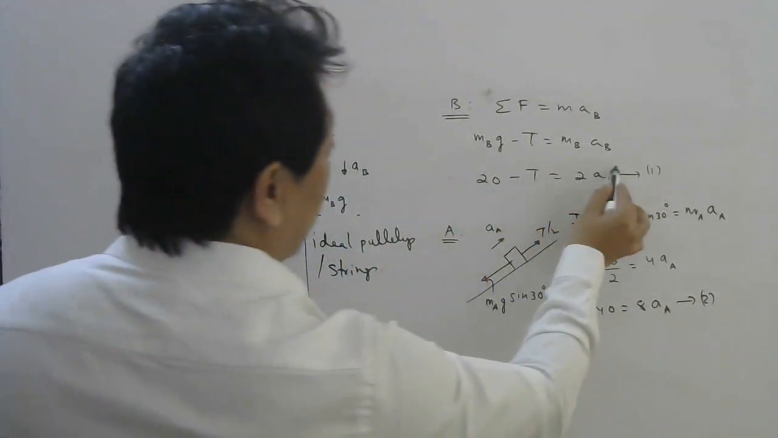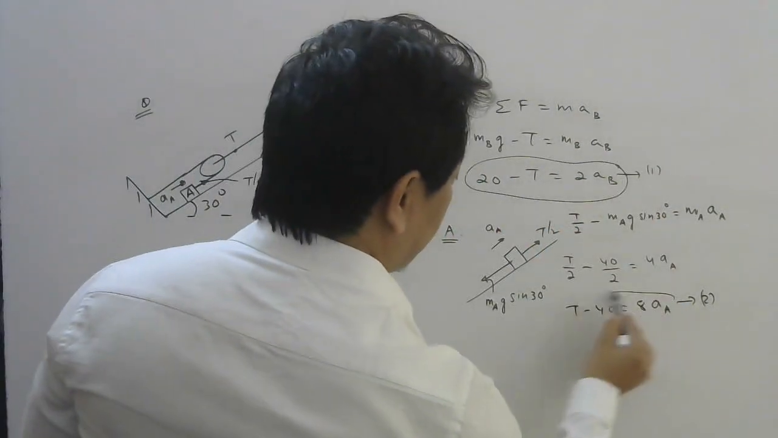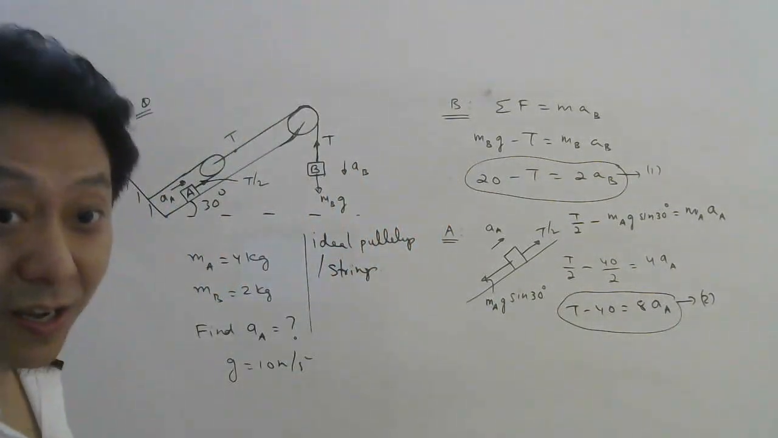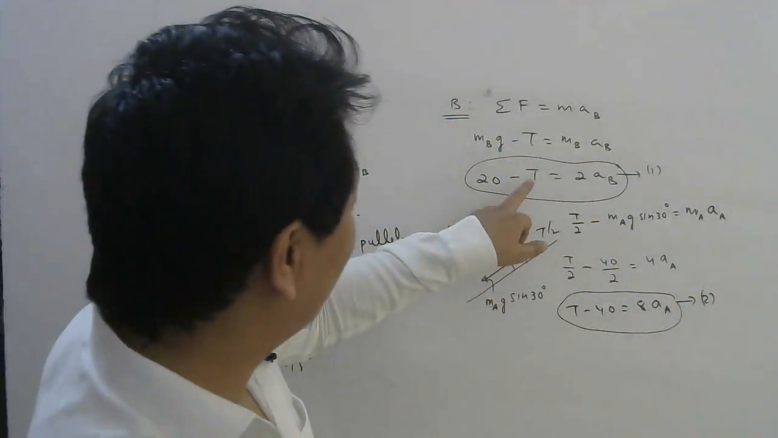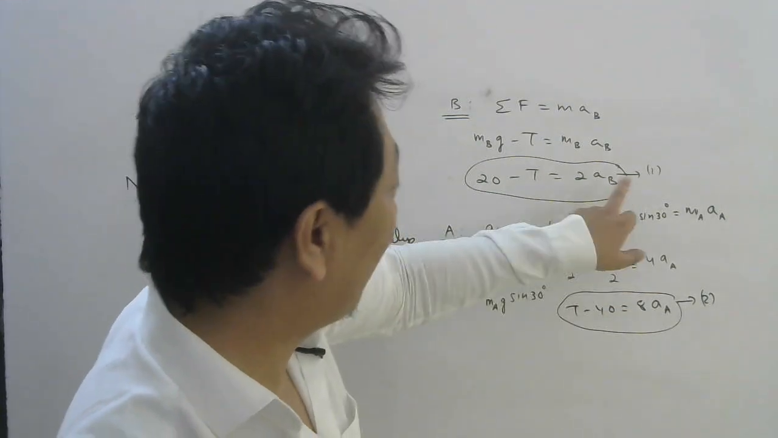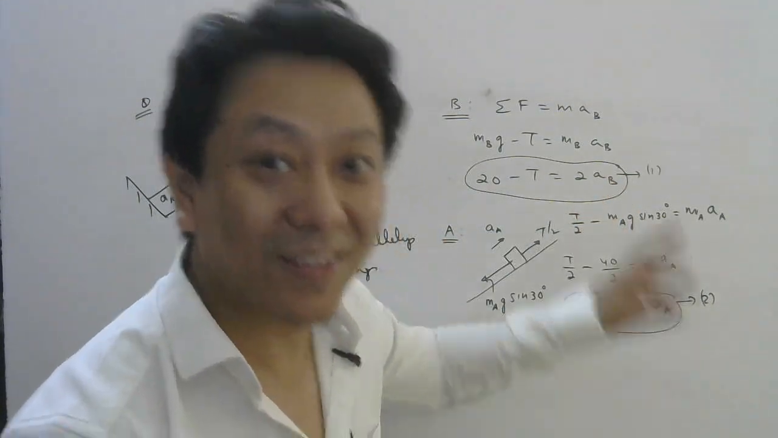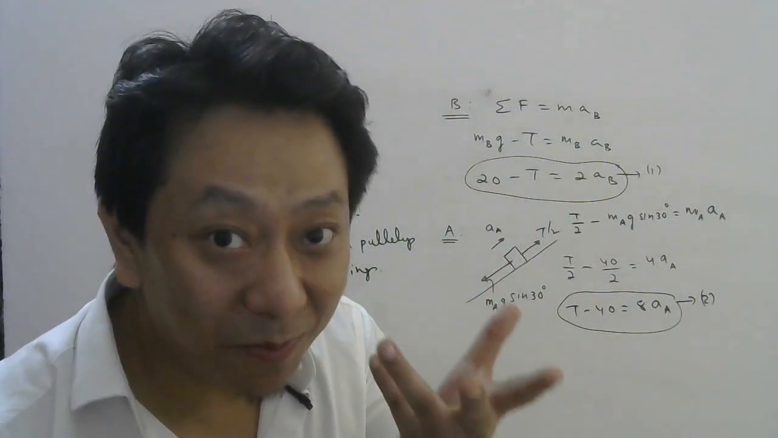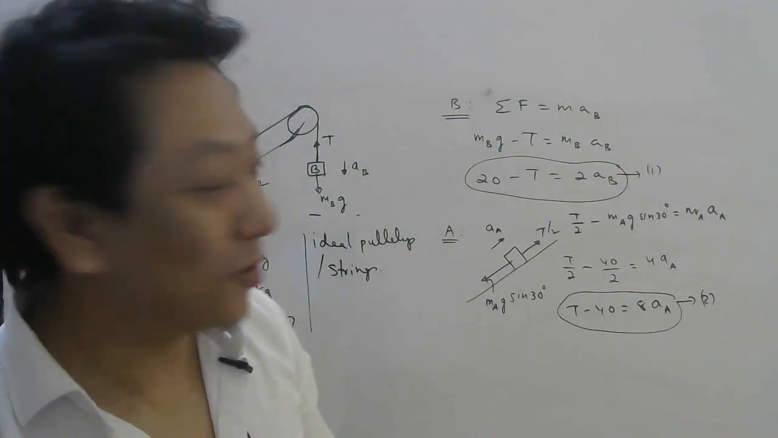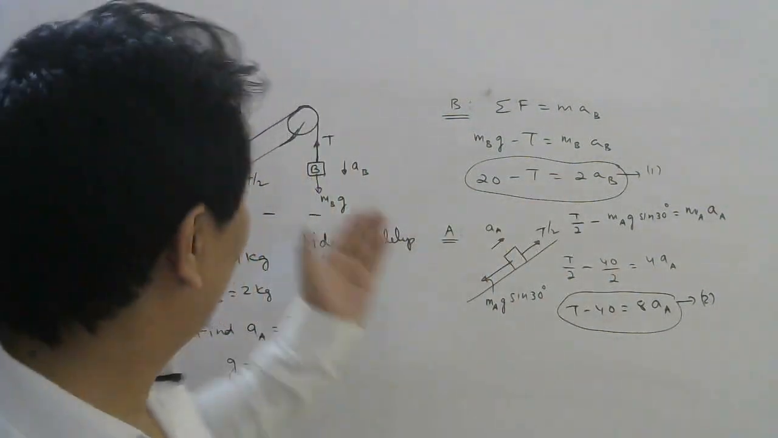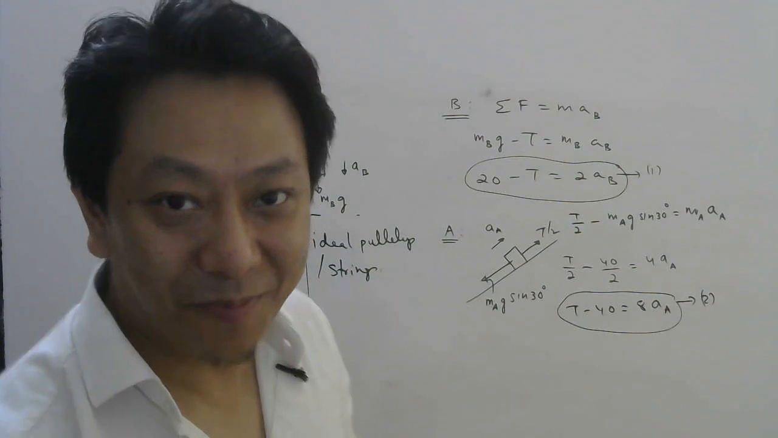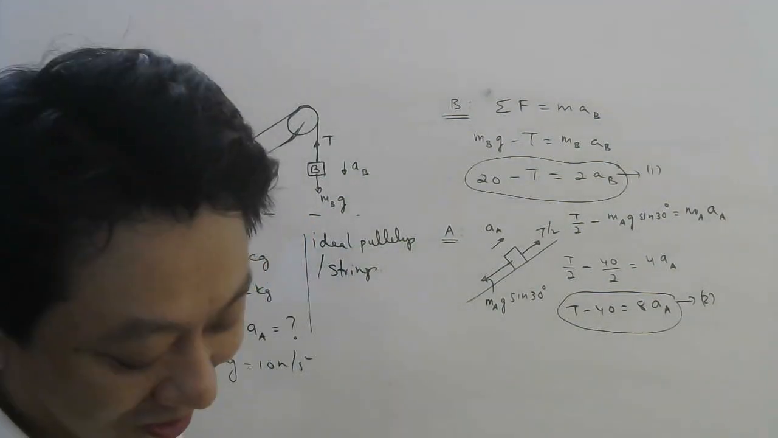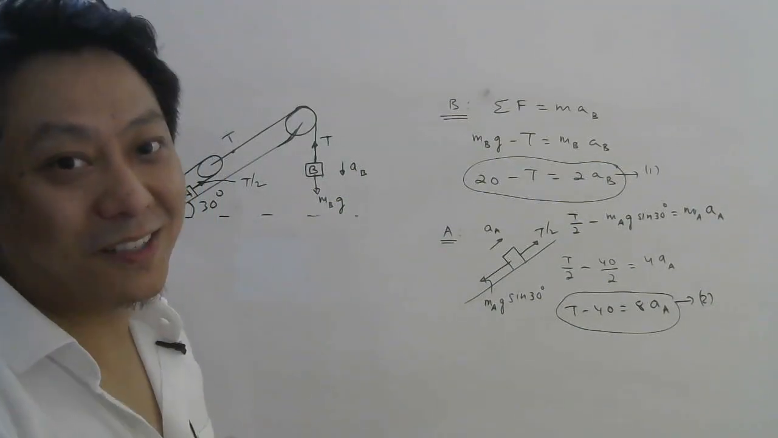Now the problem is we have two equations, right? But we have 3 unknowns. Why 3 unknowns? T is one unknown, acceleration of B, acceleration of A. So we will not be able to solve this, because we have only 2 equations, because we have 2 blocks. But we have 3 unknowns. So what to do now? So this is where constraint relations will come.